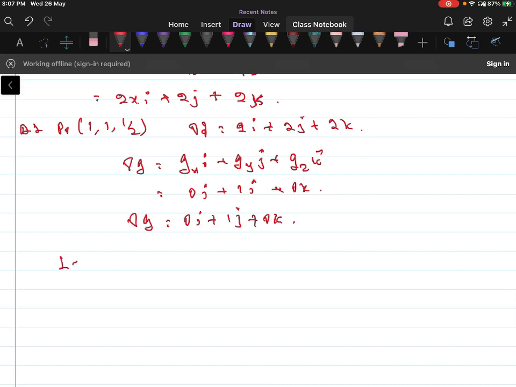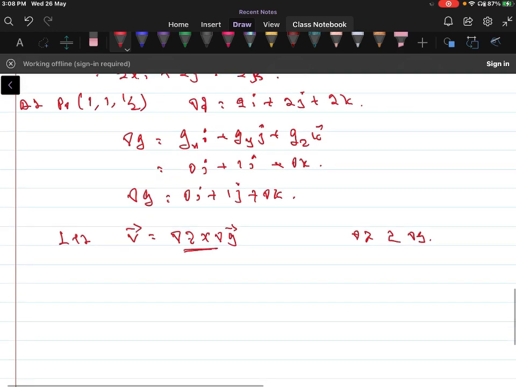So let us take v is equal to gradient of f cross gradient of g, which is perpendicular to the gradient of f and gradient of g. Therefore the tangent line is parallel to the gradient of f cross gradient of g. So this can be written as the determinant of i, j, k; gradient of f components 2, 2 and 2; gradient of g components 0, 1 and 0.